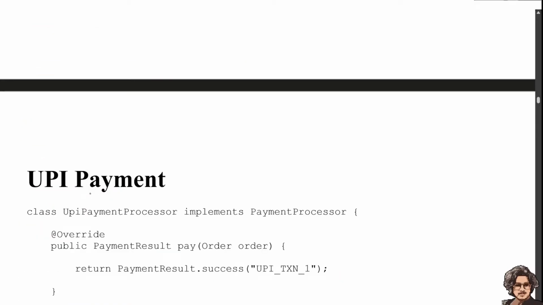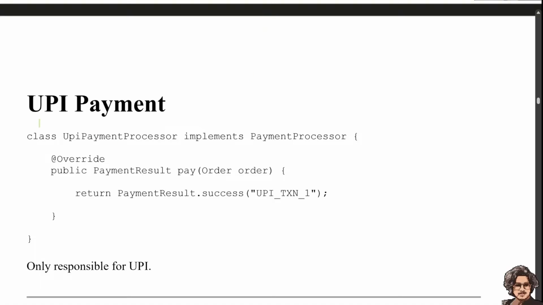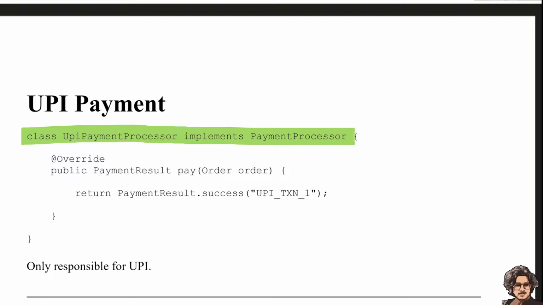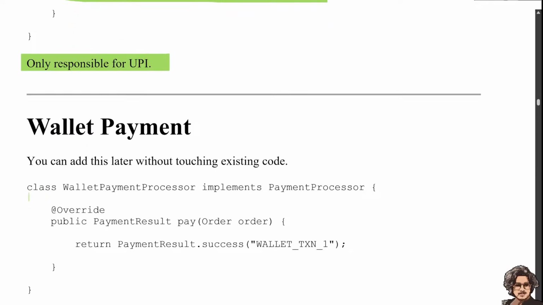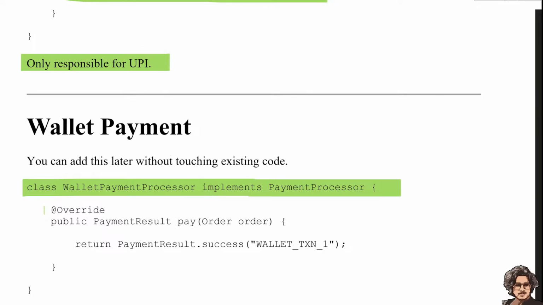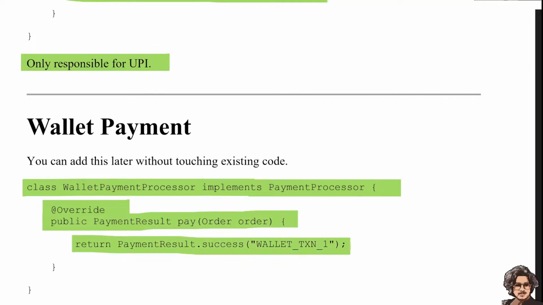Again, if I want to use the UPI method, the class UPIPaymentProcessor implements PaymentProcessor and overrides pay(order). If it is successful, it says the UPI transaction happened. It is only responsible for UPI. If I have a wallet, the WalletPaymentProcessor implements the PaymentProcessor, overrides the public pay order method, and returns PaymentResult success from the wallet.